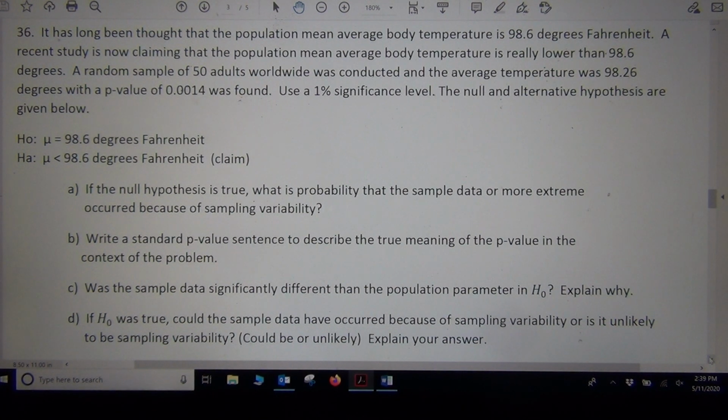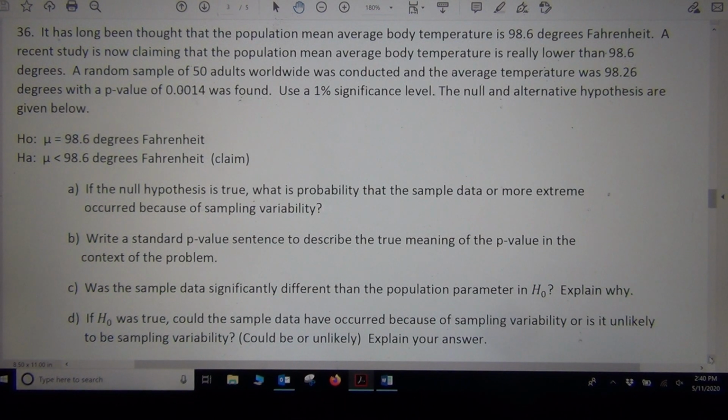This is section 3C, number 36. It's in the section on p-value, so it's really just about interpreting p-value, which is a really important part of a hypothesis test. So let's read the question together.